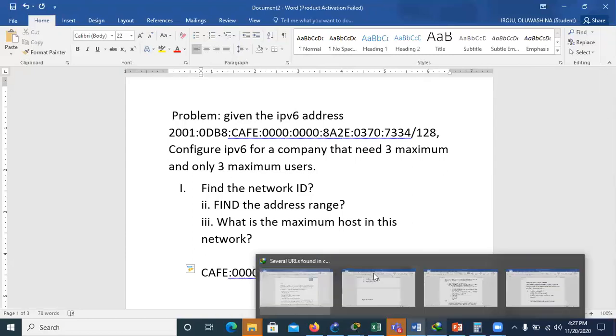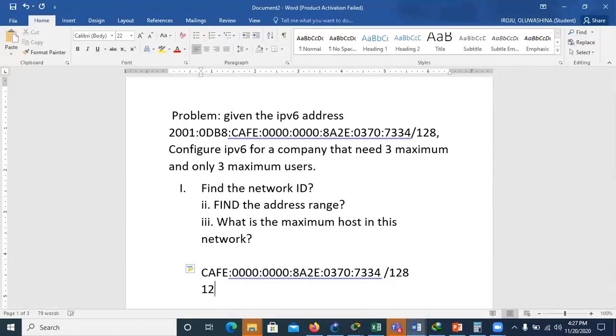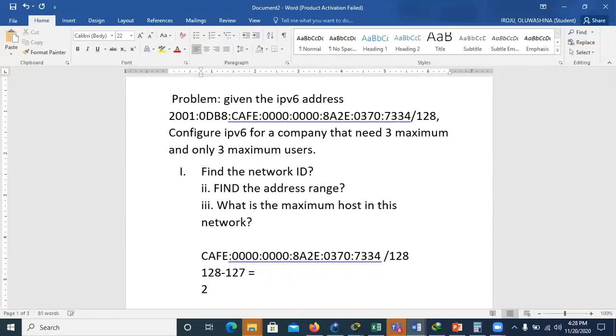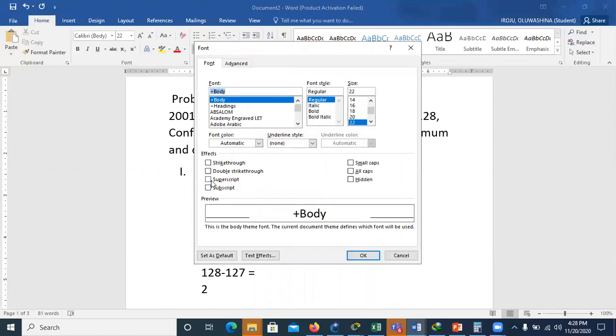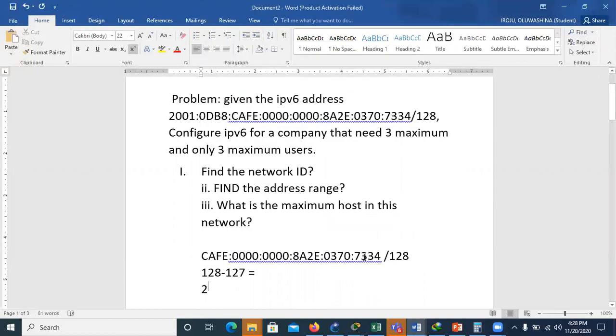So I cannot get 3 hosts. All I have to do is take /127. That is 128 minus 127, which is 1 bit. How many hosts will I have in this network? I need 3 hosts, and here I have 1 bit. To get the number of hosts, it is 2 raised to the power of 1, which gives us 2.